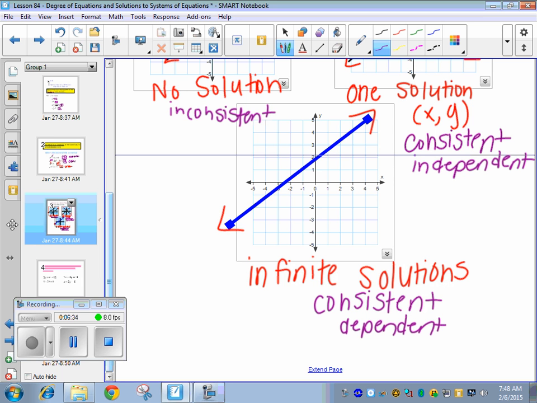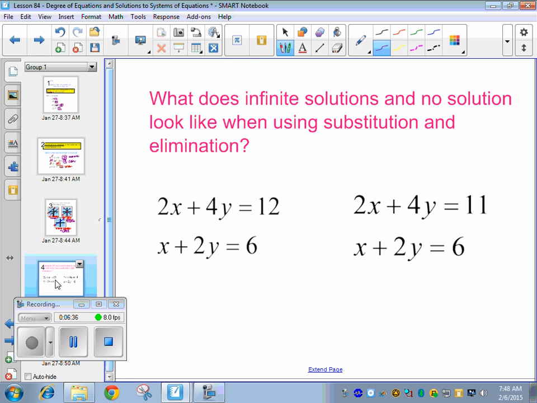All right. So let's see what happens when we actually solve one of these, what that looks like, because we haven't done the weird ones. We've done the ones where we get an xy coordinate. So let's try the ones that don't give us an xy coordinate. What does infinite solutions and no solution look like when using substitution and elimination? We just talked about the graph. If you were to graph it, you can easily see on your calculator if you have parallel lines or the exact same line. So write that down: 2x plus 4y equals 12, and x plus 2y equals 6.